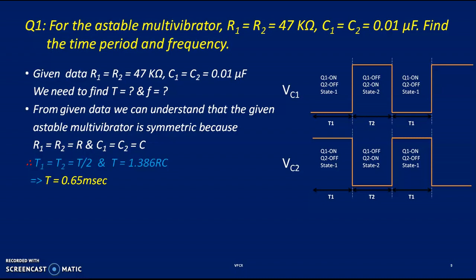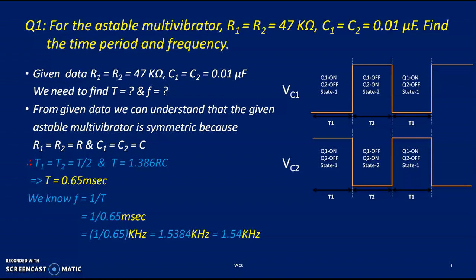Now the next question is, what is the frequency? We know frequency is nothing but the reciprocal of time period, that means 1 by T. So 1 by 0.65 millisecond, this millisecond is in the denominator. When you take it into the numerator, that will become kilo, that means 10 to the power of minus 3 will become 10 to the power of plus 3. So here we are going to find the frequency. The reciprocal of second is hertz. The reciprocal of milli is kilo. So kilohertz. Then 1 by 0.65 is 1.5384 kilohertz.